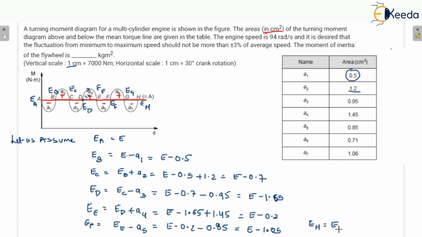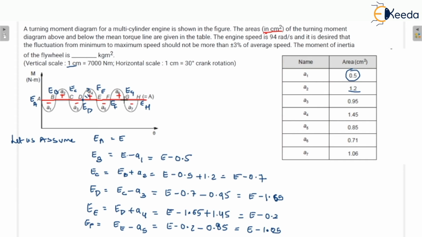EH is equal to EG minus A7. Okay, and what is A7? You can see here in the diagram. First we need to calculate EG. We have not calculated EG, sorry. So first we need to calculate EG.